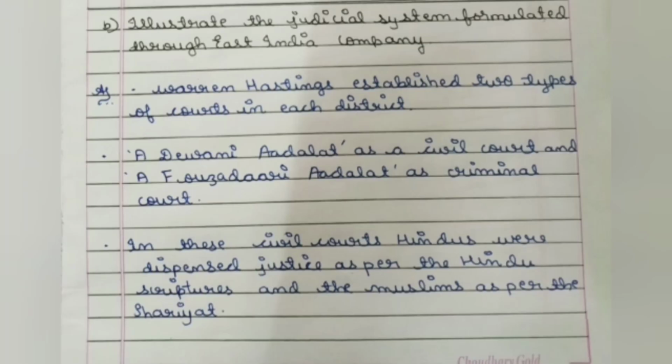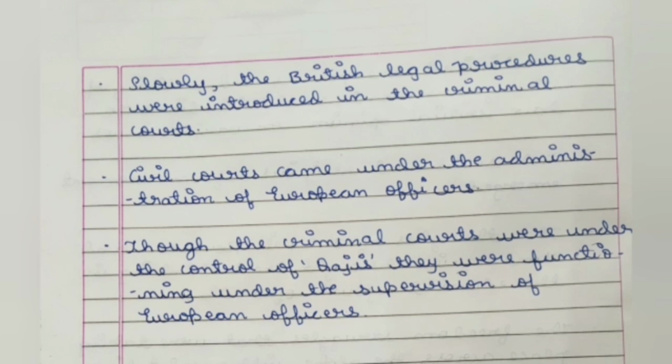Now, the next question is, illustrate the judicial system formulated by the East India Company. Warren Hastings established two types of courts in each district, a Diwani Adalat as a civil court and a Fauzdari Adalat as a criminal court. In the civil court, Hindus were dispensed justice as per the Hindu scriptures and Muslims as per the Shariat. Slowly, the British legal procedures were introduced in the criminal courts.